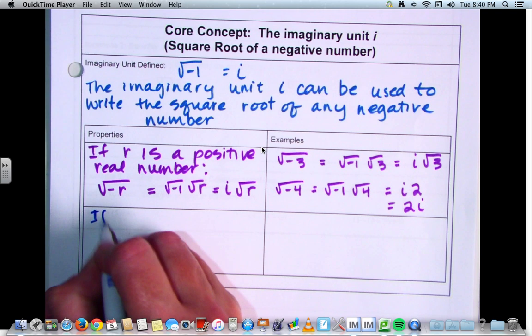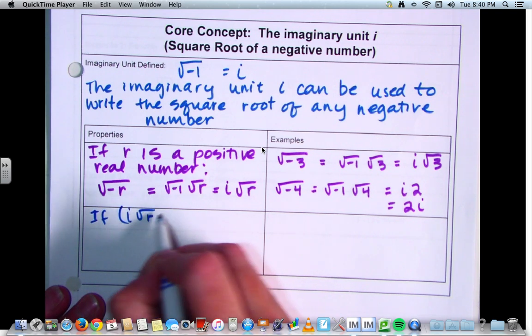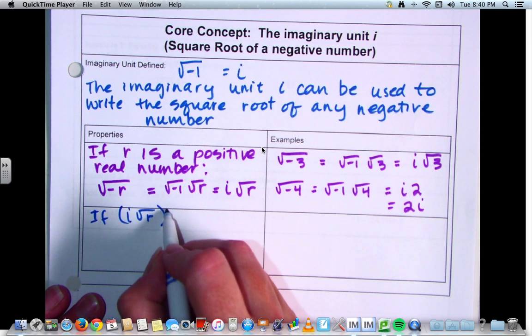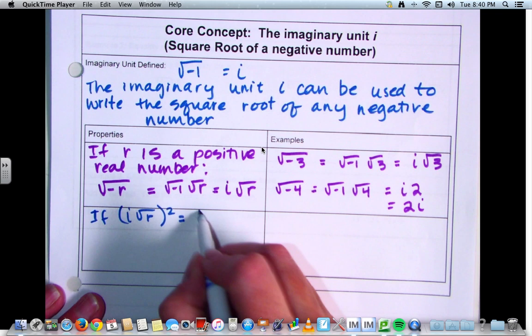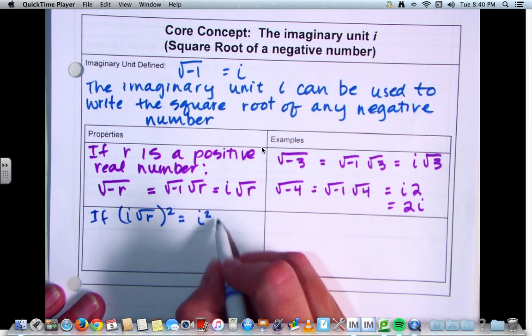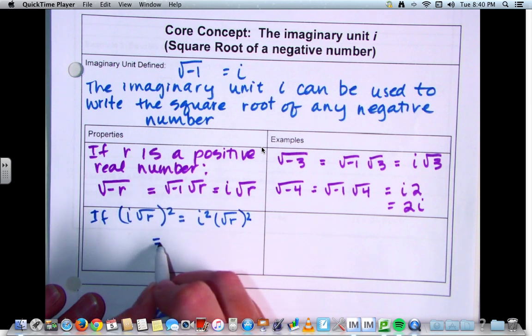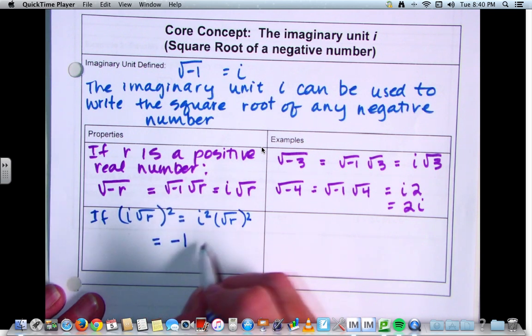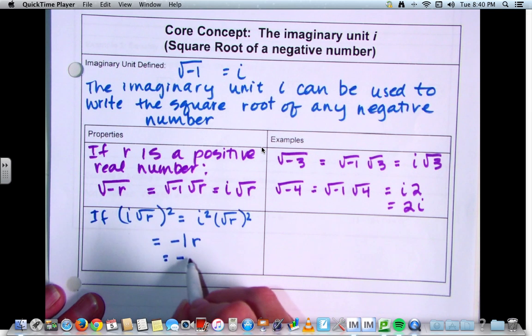If I times the square root of R, the quantity is squared, then we have I squared times the square root of R squared, which gives us -1 times R, which simplifies to -R.